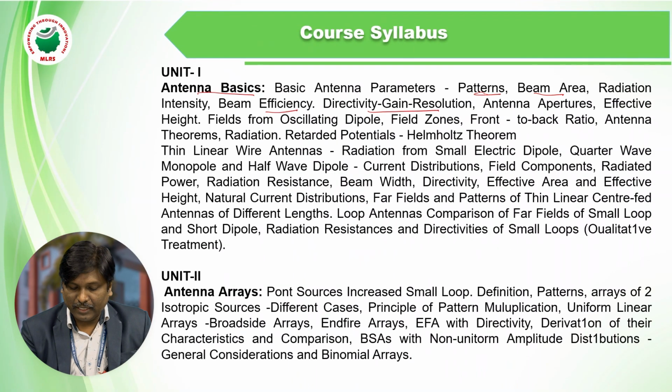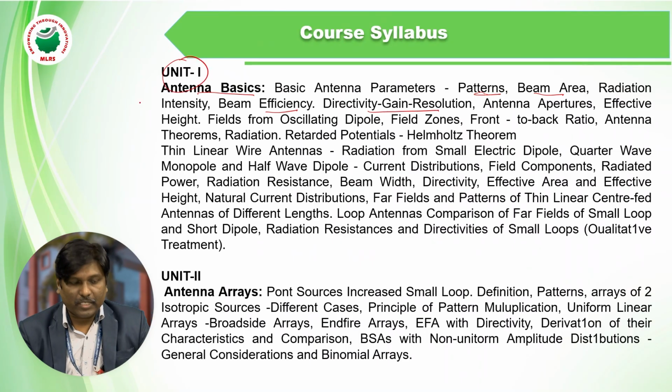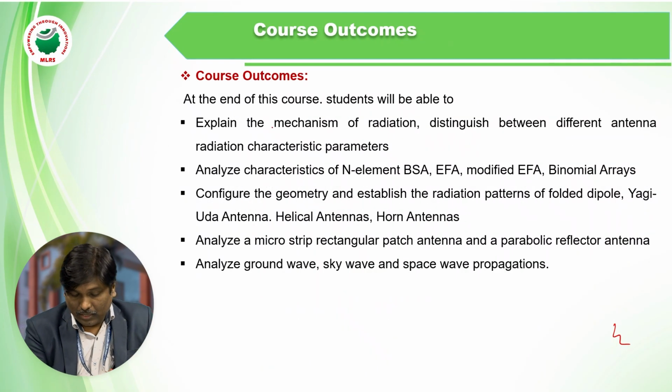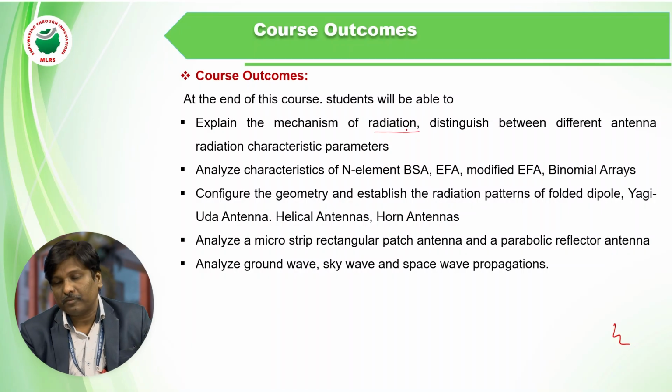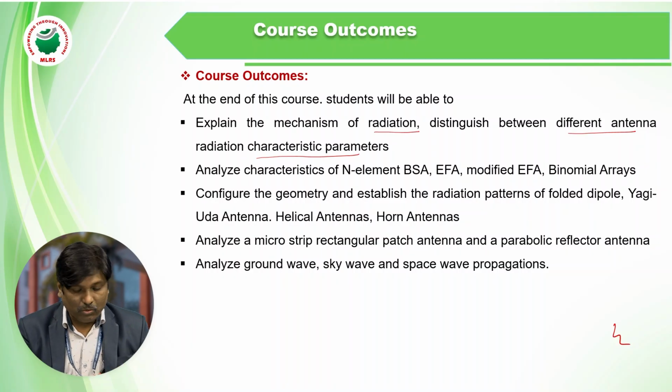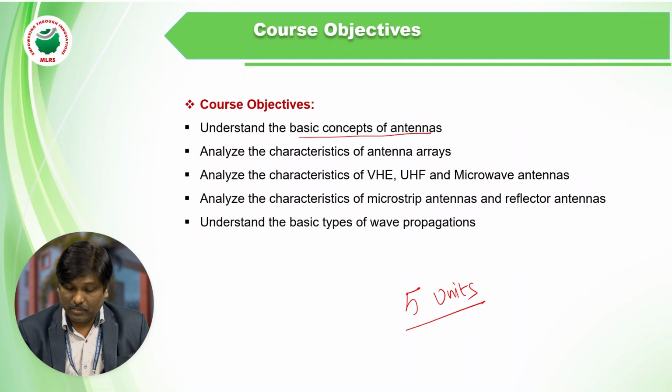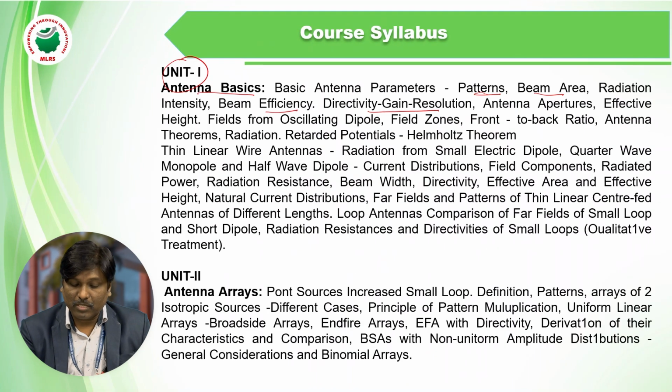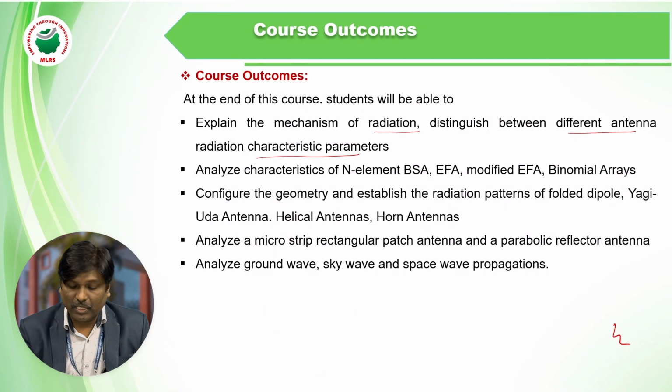By learning this total unit 1, we try to explain the mechanism of radiation and distinguish between the different antenna radiation characteristic parameters. So our objective is to understand the concept of antennas and antenna parameters. In our syllabus we go through the antenna basics and antenna theorems. By that, our outcome is to clearly understand the radiation pattern and the different antenna radiation characteristic parameters.